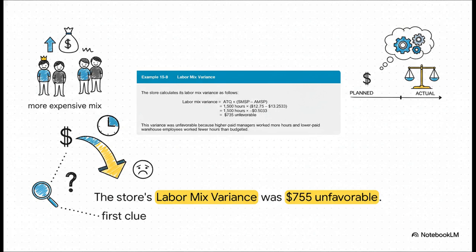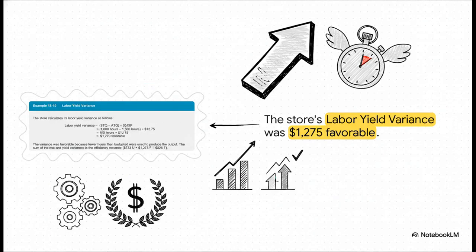This is our first clue. And looking at this by itself, it really seems like they made a mistake. The staffing choice cost them more than they planned. But here's the twist in the story. Look at the yield. The plan called for 1,600 total hours to get the month's work done. But this new team, they crushed it in only 1,500 hours. They were 100 hours more productive than anyone expected. And that gave them a massive favorable yield variance of $1,275.